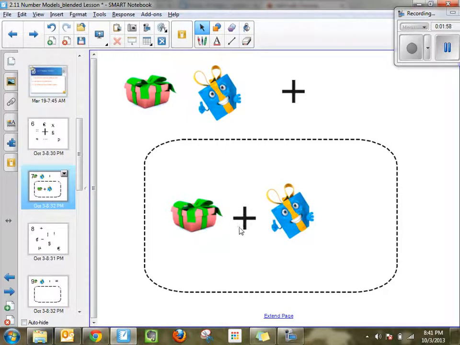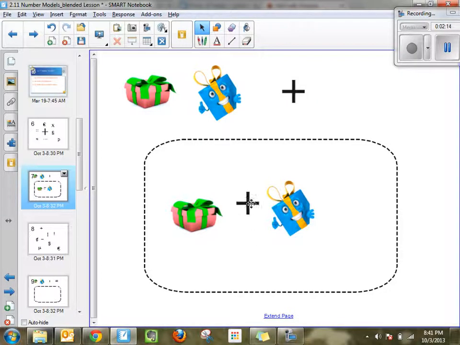Now the one problem with this is I have a plus sign, but the one thing that you need in order to complete a number model is an equal sign. And that's something that we're going to talk about too. You can see we don't have an equal sign here, so the next thing we need to talk about is what does an equal sign look like?